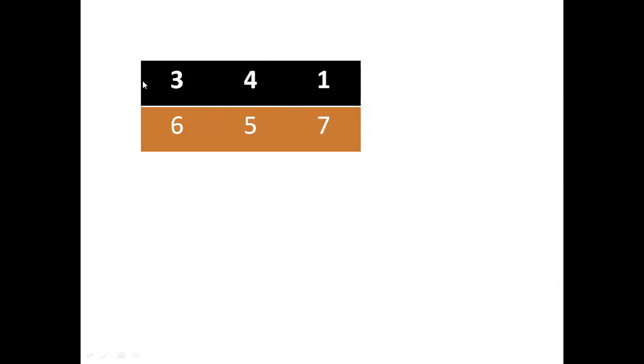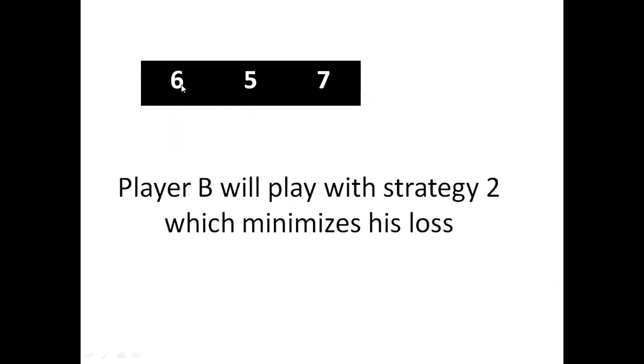Then the reduced matrix is this. Then again, let us check by comparing. 6 is greater than 3, 5 is greater than 4, 7 is greater than 1. This row dominates over this one. This is a superior, this is the inferior. The inferior row will be eliminated. Now we can say that there is only one row and 3 columns. Among these, the 5 is the least. So player B will play with strategy 2, which corresponds to this 5.